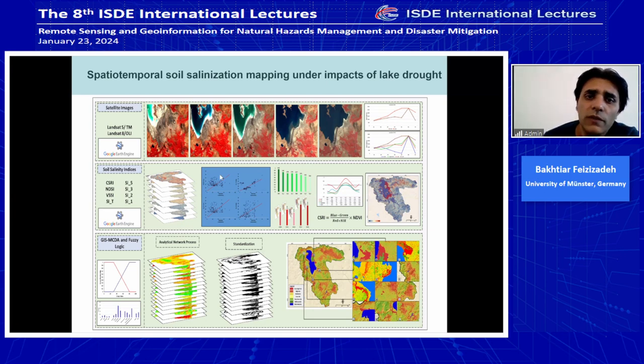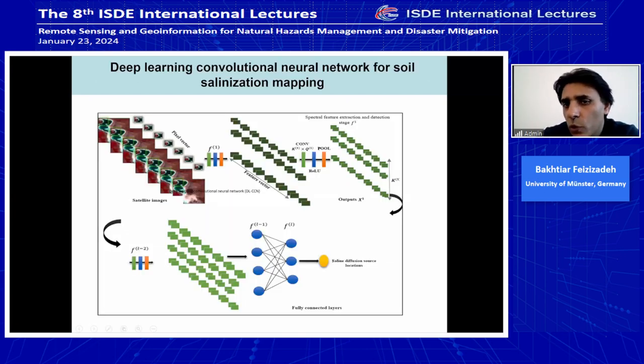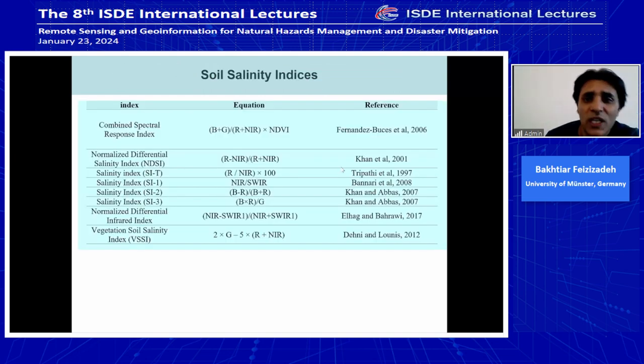You know, this is actually very popular research. Monitoring soil degradation and soil salinization from remote sensing is well known, and there are a variety of methods and techniques. So far, there are, for example, some well-known spectral indices that you can see here, for example, salinity index, salinity index SIT, and combined spectral response index, different methods.